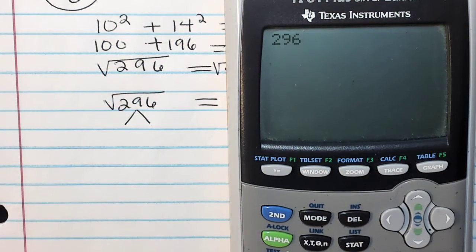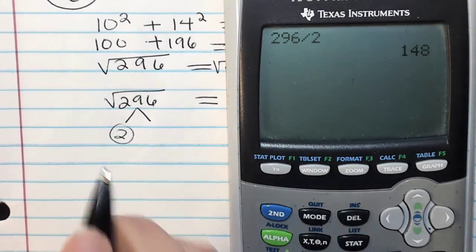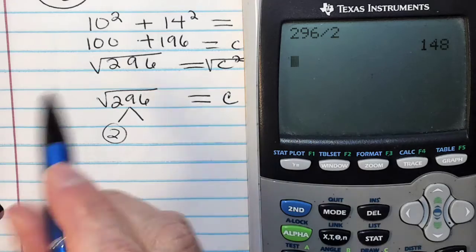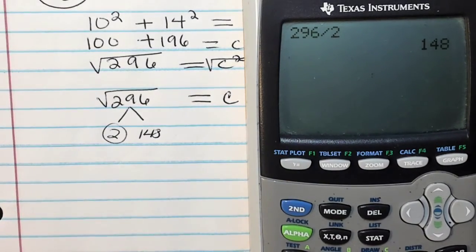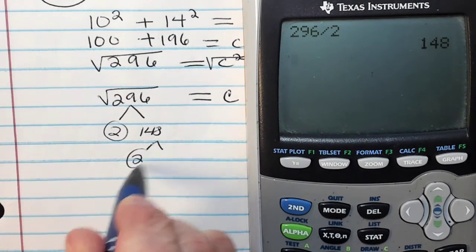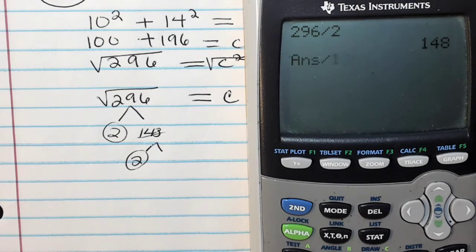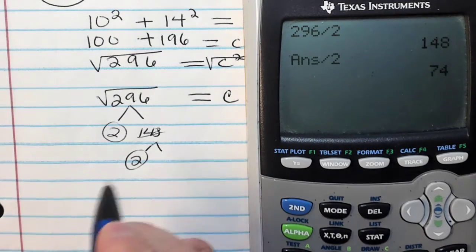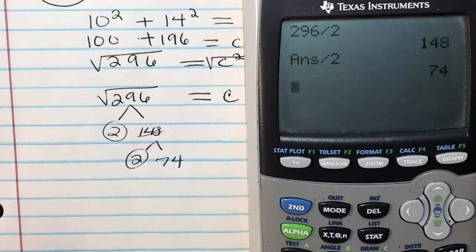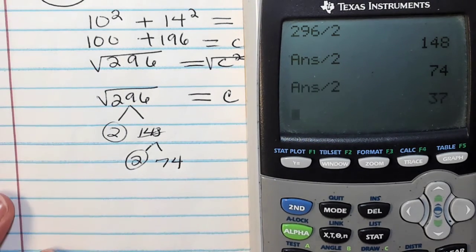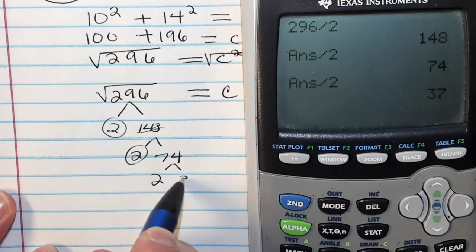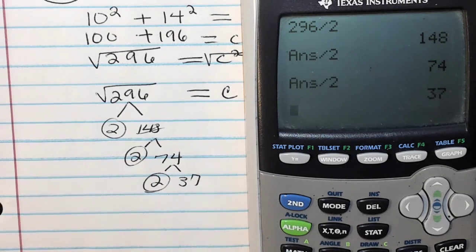So 296, it's even. So I'm going to break out a 2. And it gives me 148. So I'm going to circle my 2 because it's prime. Okay, 148 is even. So I'm going to break out a 2. And that gives me 74. 74 is even, so I'm going to break out another 2. And then it gives me 37.